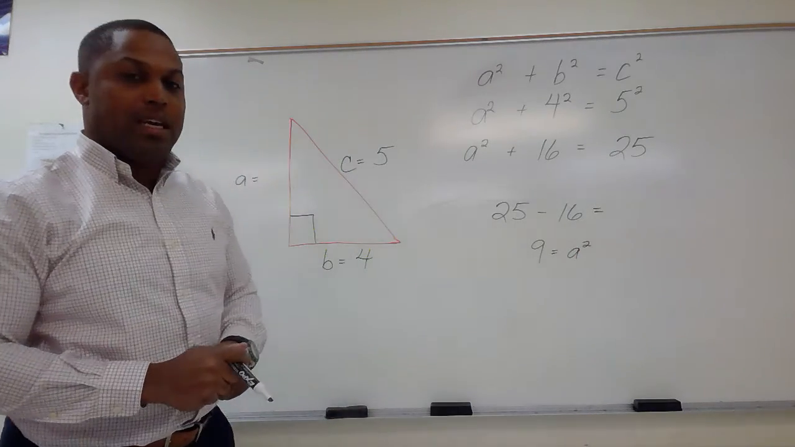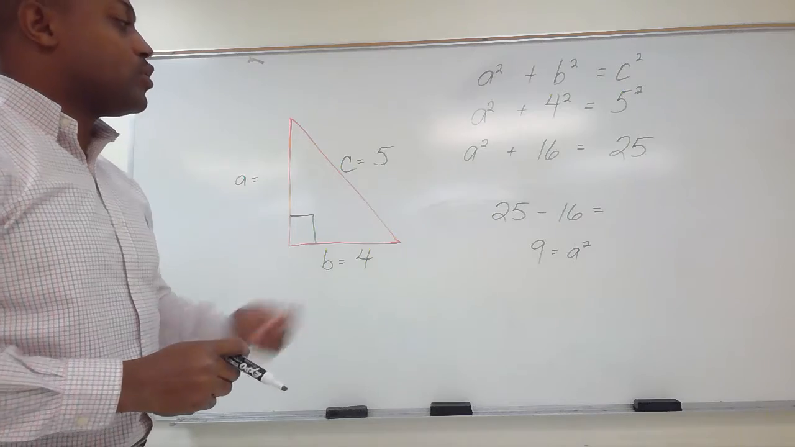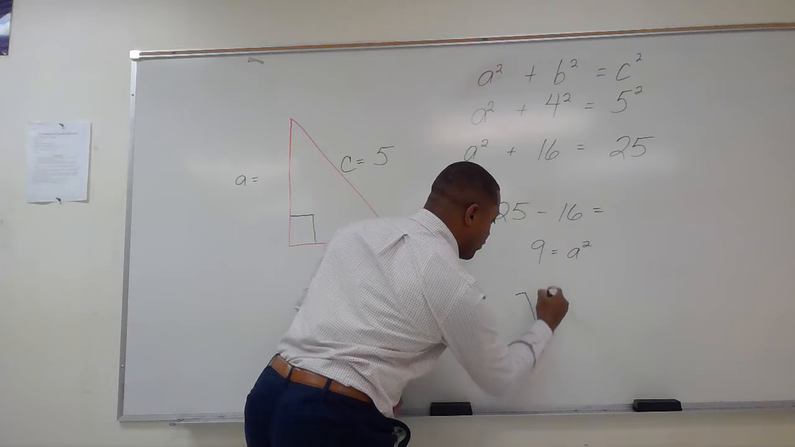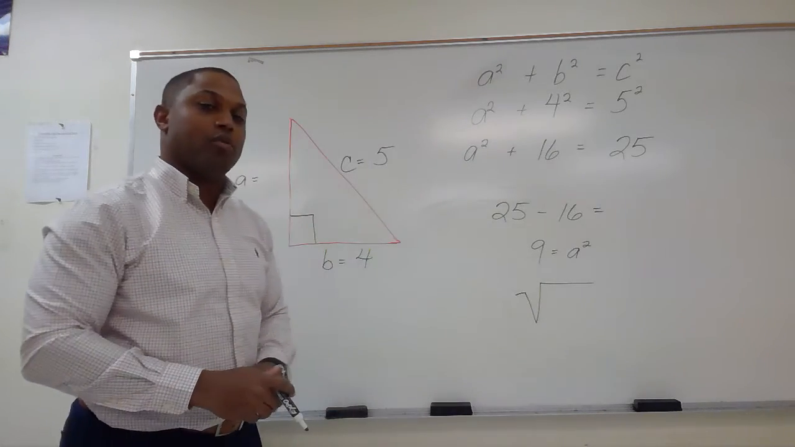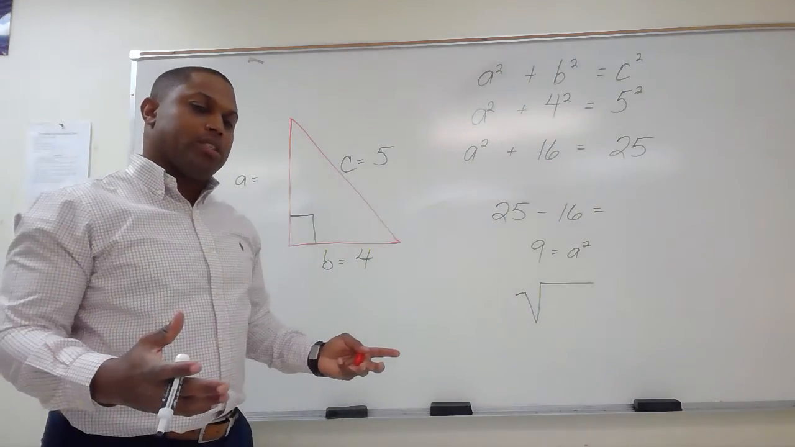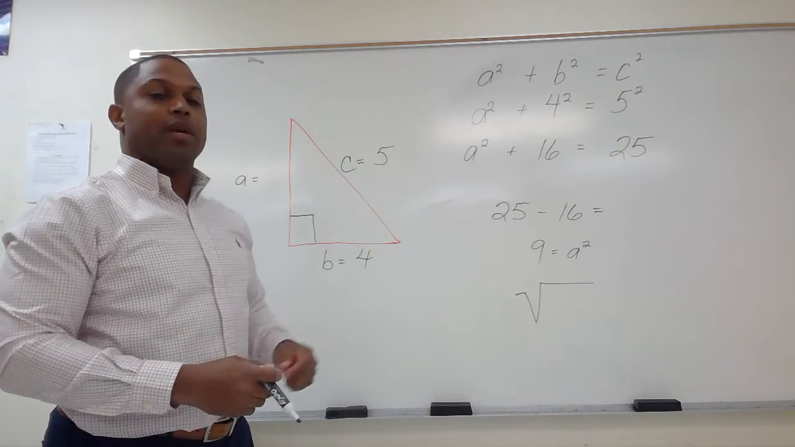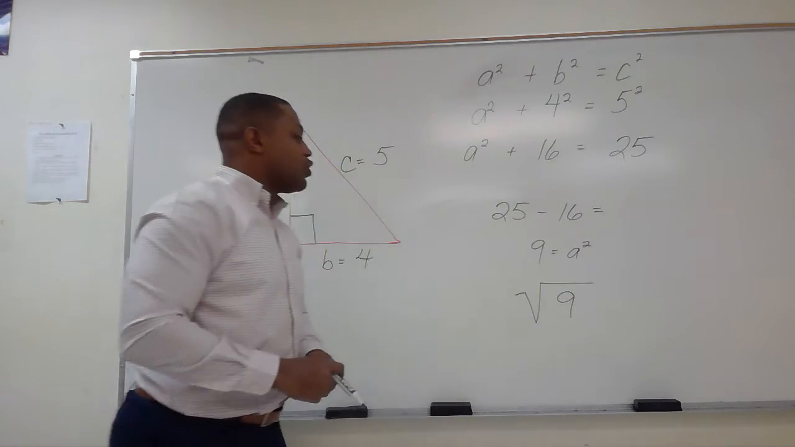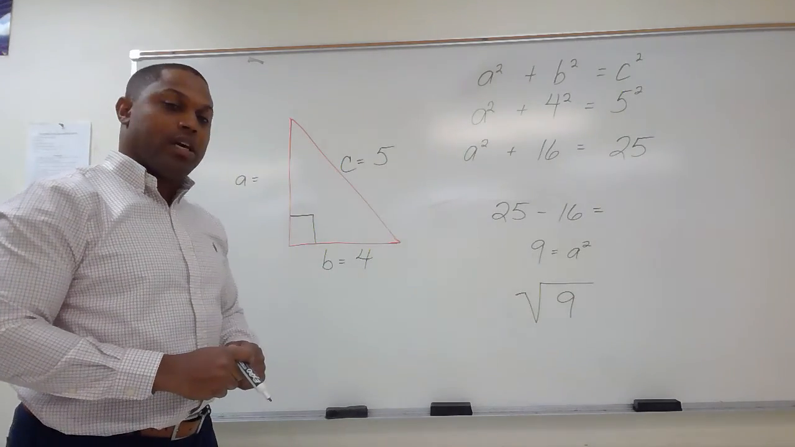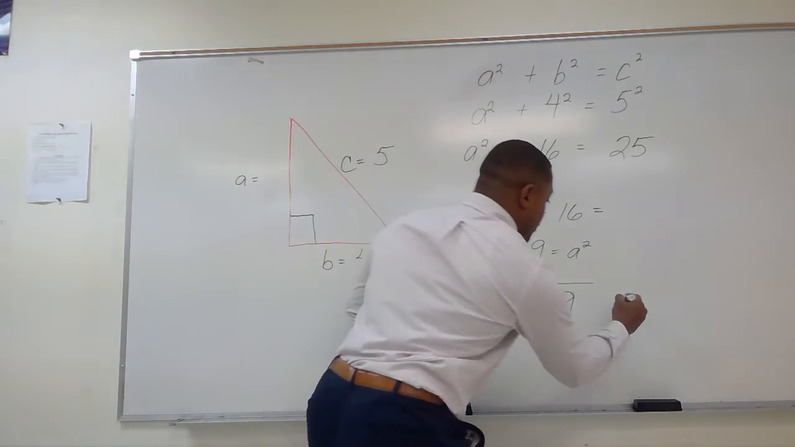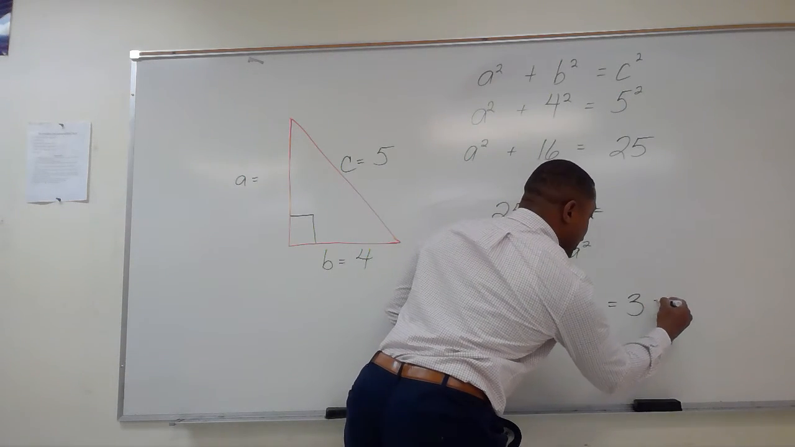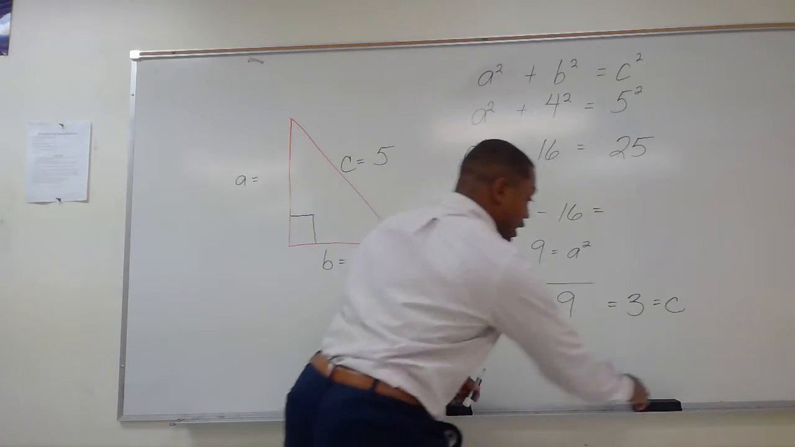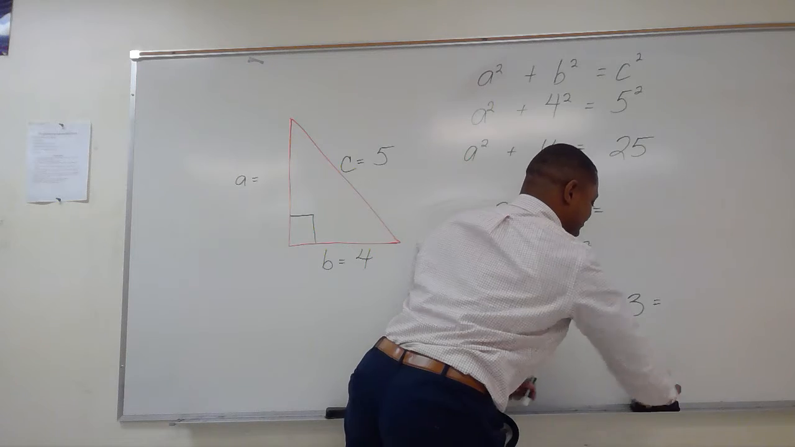But we need a. All right, so we're going to get the square root of 9. Again, if you see this symbol, the question is, what number times itself will give me the number inside? Okay, so what number times its own self gives us 9? Well, that would be 3. And as a result, 3 would be a. All right.